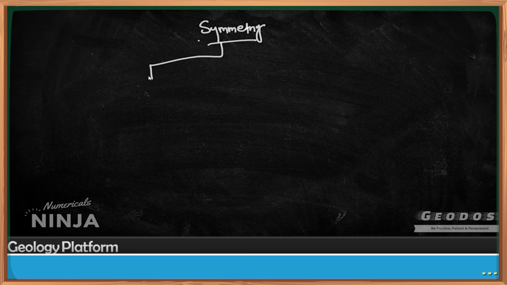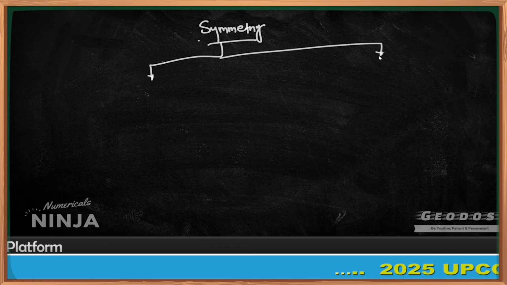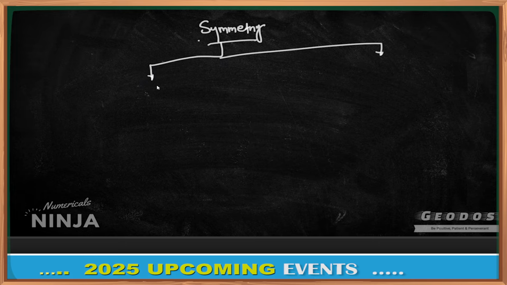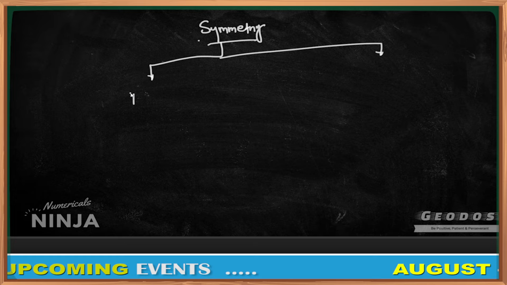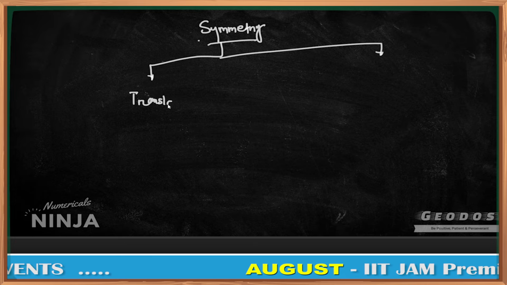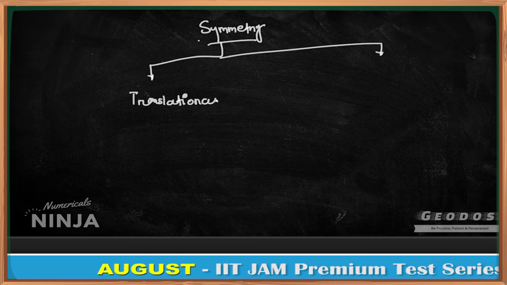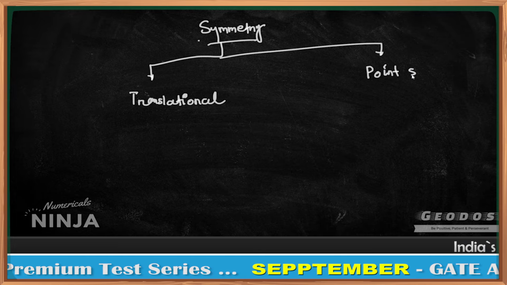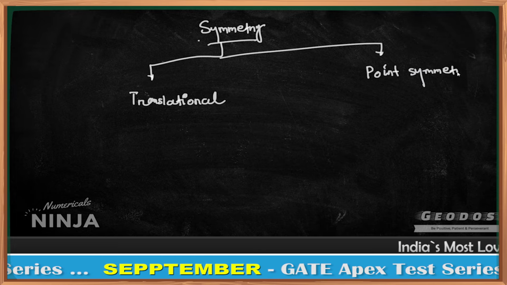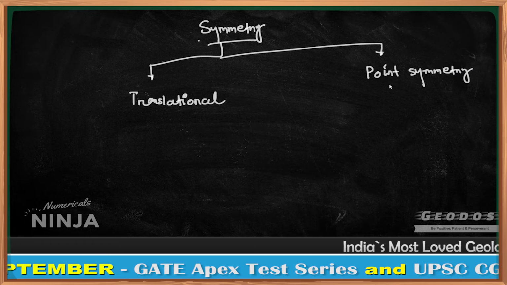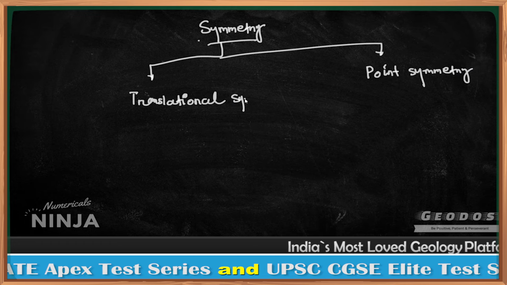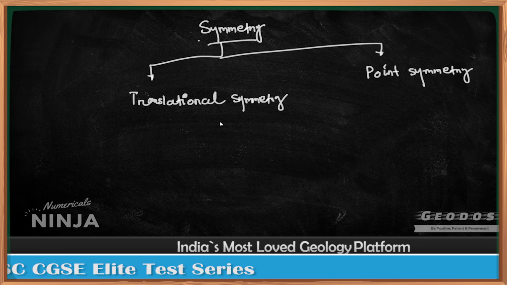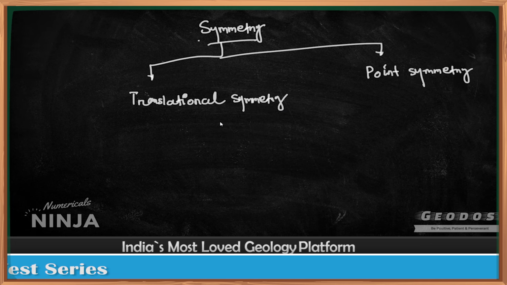So in case of symmetry, what is going to happen? Symmetry is basically divided into two parts. You guys already know about it. Mostly JAM students are going to face some difficulties; GATE students, you already know about it. In symmetry, this is your translational, and another is your point symmetry. You guys can just do the conversations, that will be much more interactive. This is your translational and this is your point symmetry.